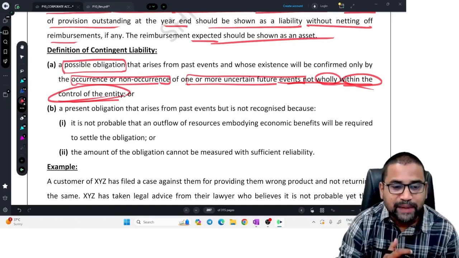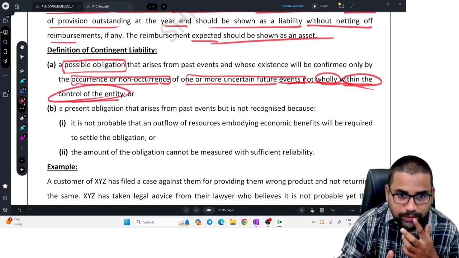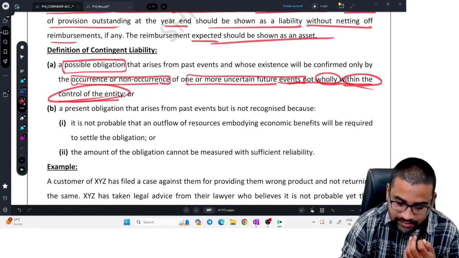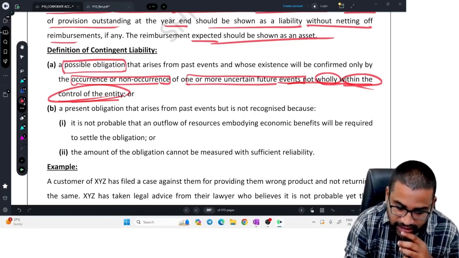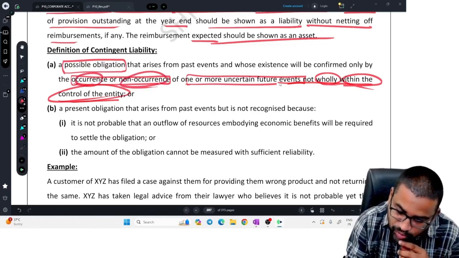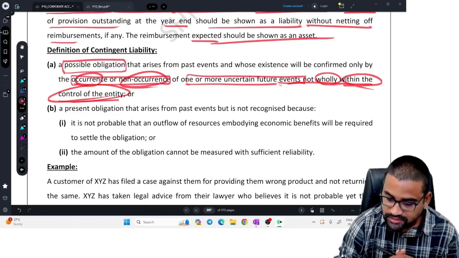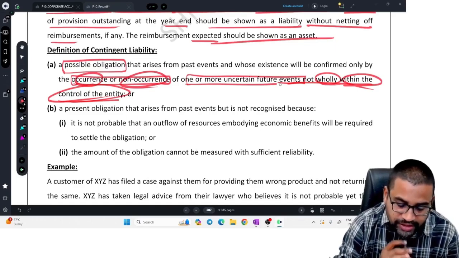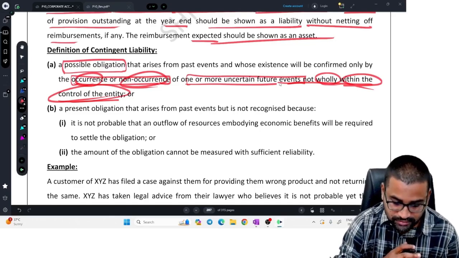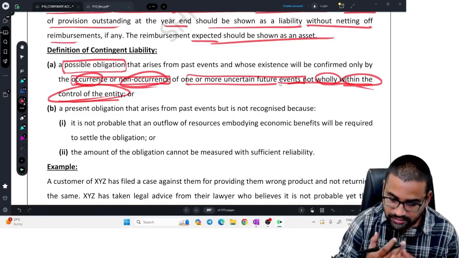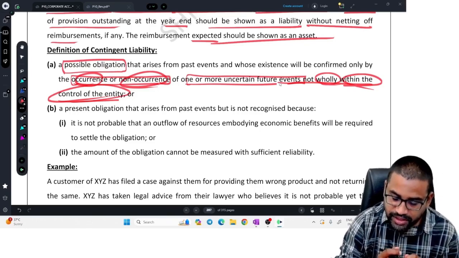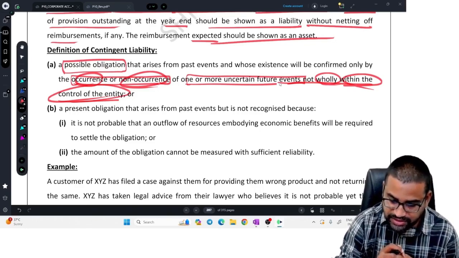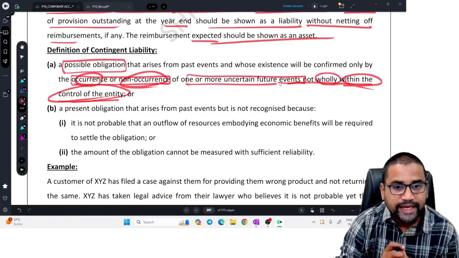For example, a court case is pending. Now suppose the judgment came in our favor, or may not come in our favor. Occurrence or non-occurrence of one or more uncertain events, not wholly within the control of the entity. So, an obligation that arises from past events and whose existence will be confirmed by the occurrence or non-occurrence of one or more uncertain future events, not wholly within the control of the entity.